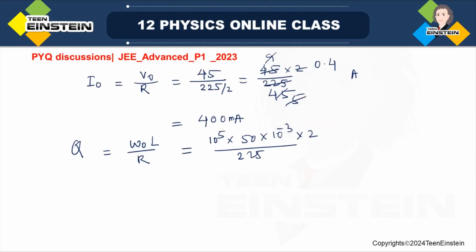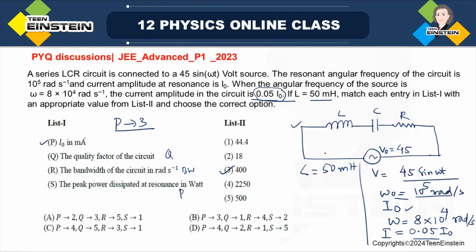If you solve it, this will be a simple number. Omega 0 L will be in the unit of ohm, and R also will be in the unit of ohm, so it will be actually a number. Quality factor is a number, both having the unit of resistance, so it will be a unitless quantity. So this is going to be 44.4. You can do the calculation and find out the value. So I have got Q, the quality factor. Look, this quality factor is matching with 1, so I'll write here Q is matching with 1.